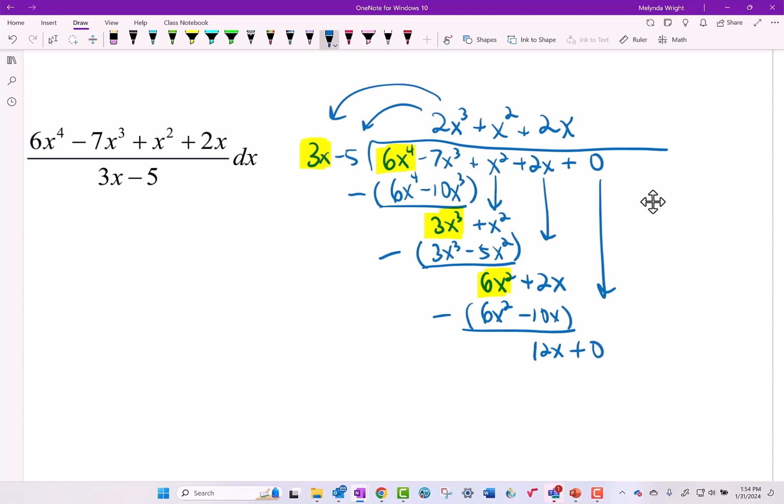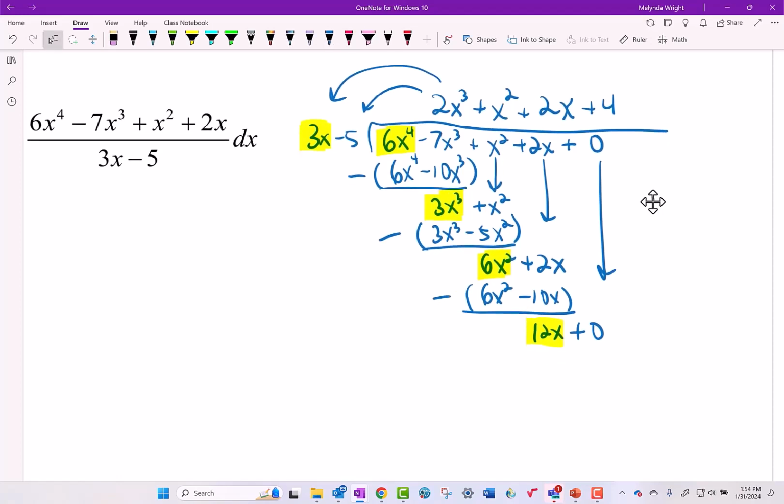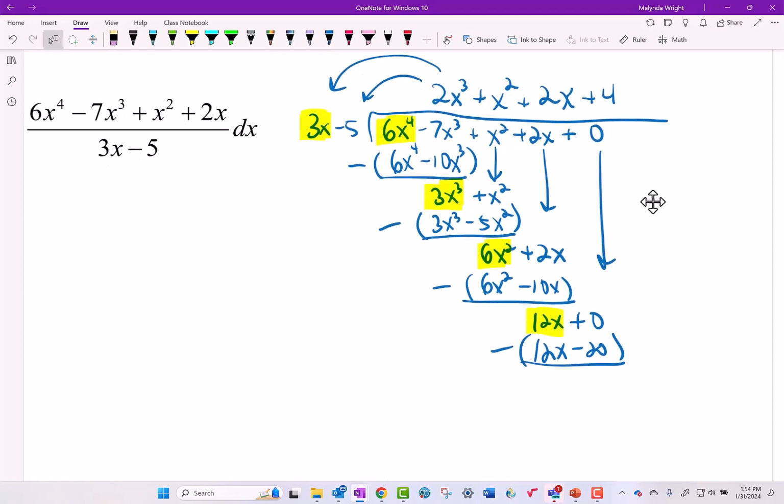Okay. Again, working with the firsts. 3x, what would I multiply 3 times to get a 12? You have 4, right? What would I multiply x by to get an x? Well, 1. I don't need to worry about that, right? And so now let's multiply back out. 4 times 3x is 12x. 4 times negative 5 is negative 20. Okay, subtract. 12x minus 12x is nothing. 0 minus a negative 20 is a positive 20. Okay. So again, this is my remainder.